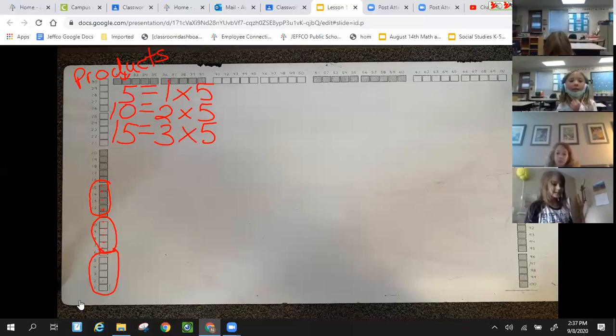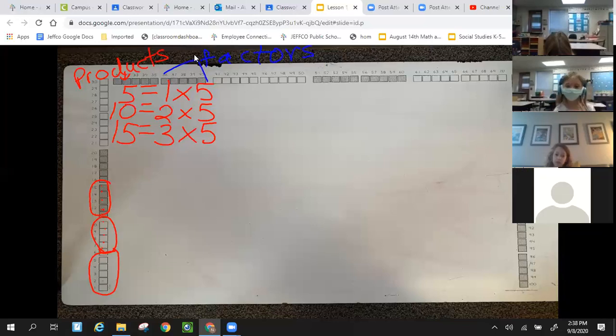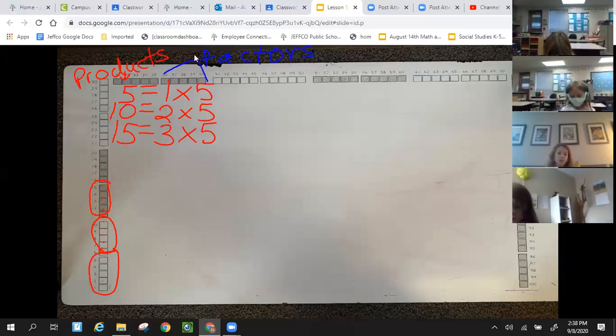Okay, when we are talking about the 2 numbers we are multiplying, those are called our factors. Let's all say that together. Factors. Let's say it in a scary voice. Factors. How about in a sweet, nice voice? Factors. Good job. All right, let's keep going.